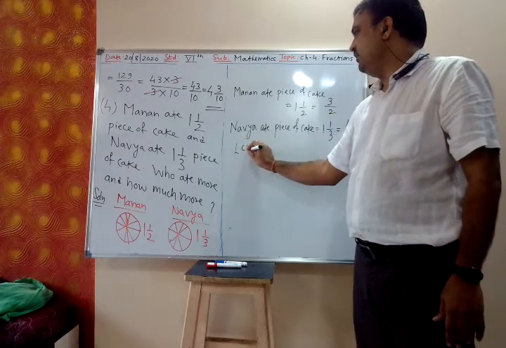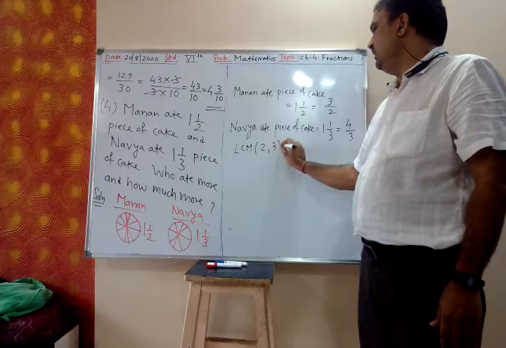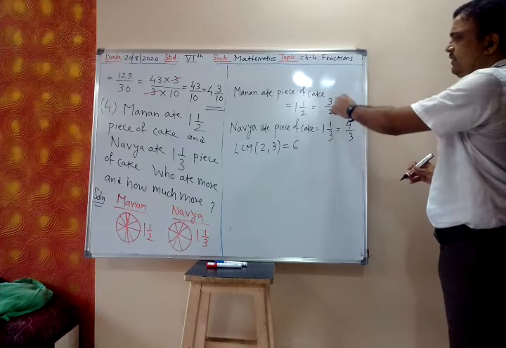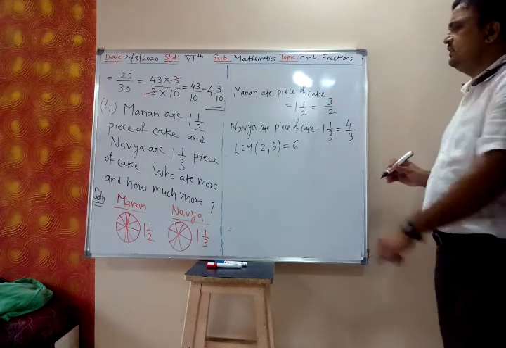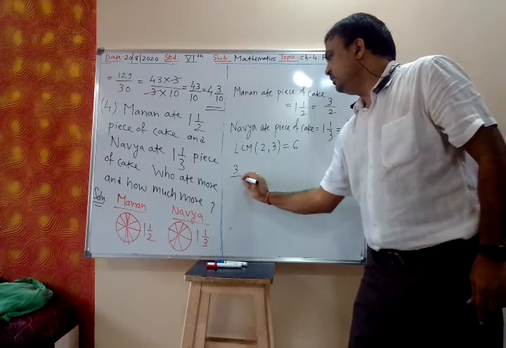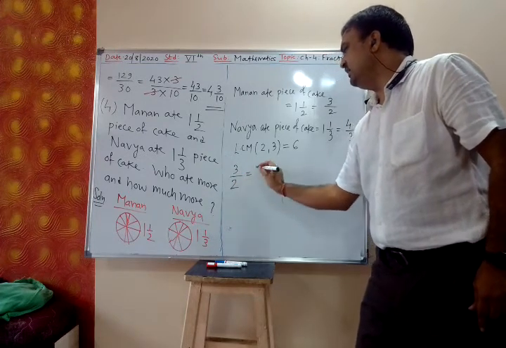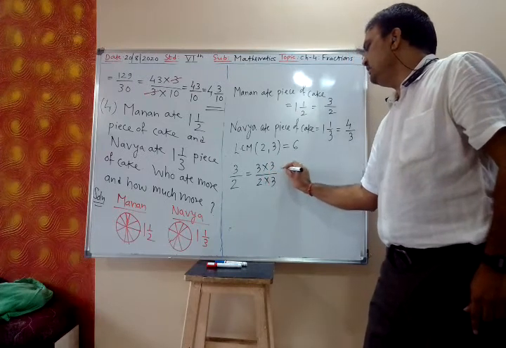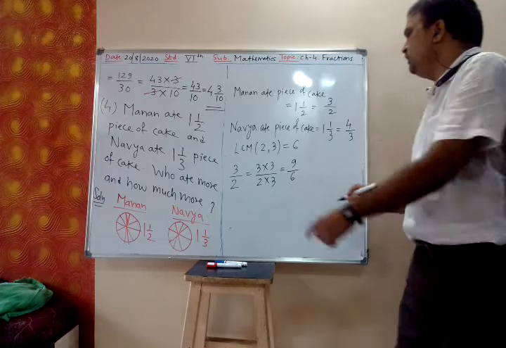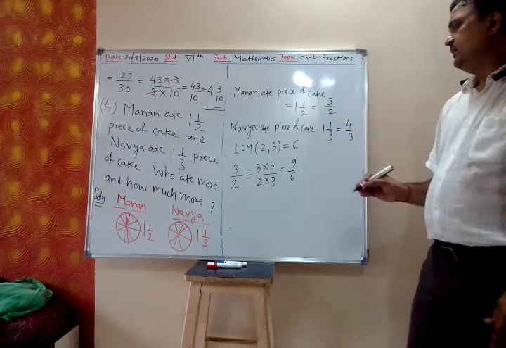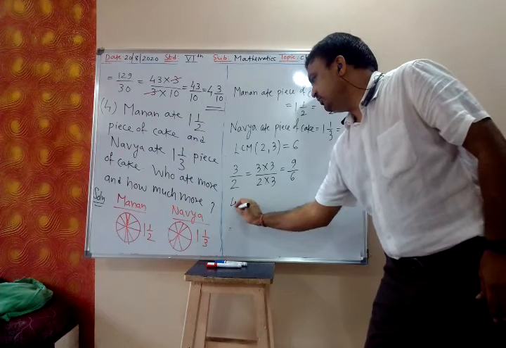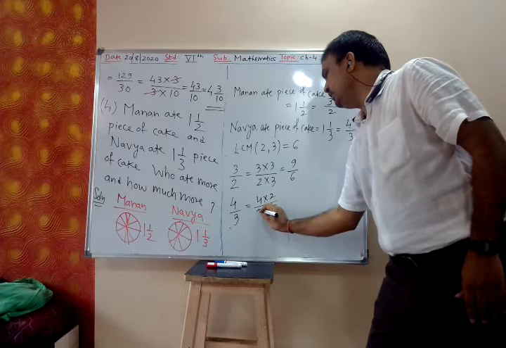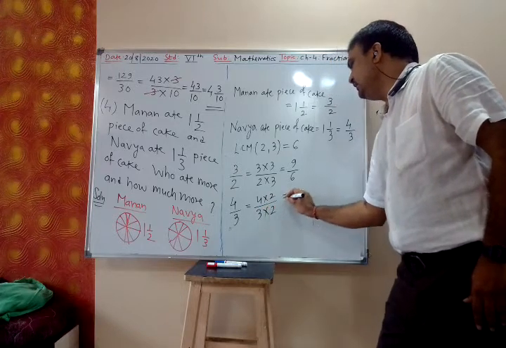The LCM of 2 and 3 is 6. So I will convert the denominator of each as 6. So 3/2, I will multiply by 3. 3 3s are 9, 2 3s are 6. So this is 9/6. 3/2 is same as 9/6. Then 4/3, I have to convert the denominator as 6. So 4 into 2 upon 3 into 2, that is 8/6.